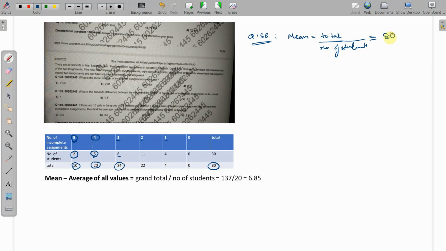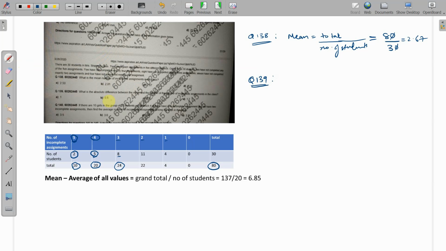So the average, or the mean, would be equal to 80 divided by 30, which is 8 upon 3, nothing but 2.67. So the answer for the first one would be option C, 2.67. Okay. Then coming to the second one, question number 139. How would you do this?